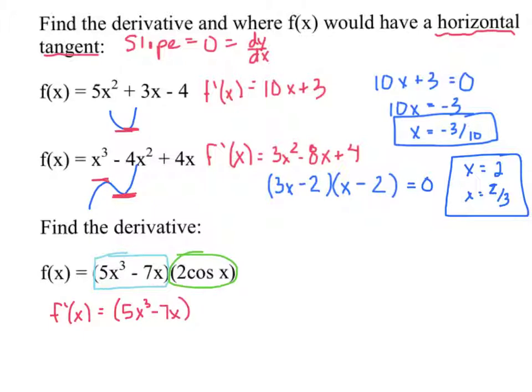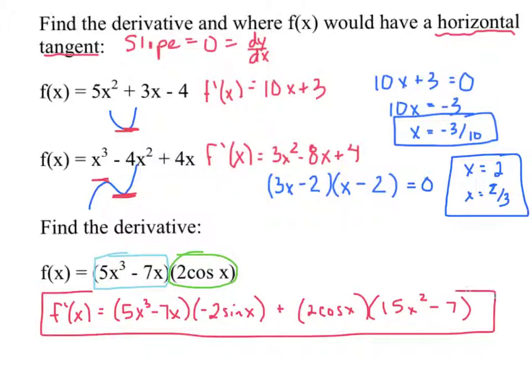Now, the derivative of cosine is negative sine of x. The derivative of 2 cosine x is just negative 2 sine x. Plus the second multiplied by derivative of the first, and the derivative of the first is just 15x squared minus 7. And this is our derivative. Okay. So again, first times derivative of the second plus second times derivative of the first.